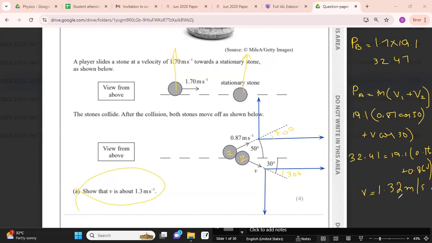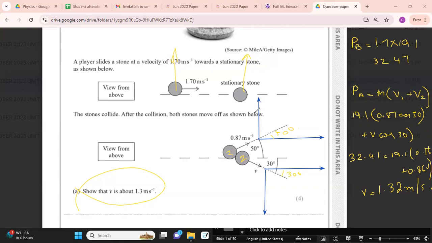And if you're ever asked to find the resultant momentum by yourself, what you'll do is first find the vertical component of momentum after the collision, and the horizontal component of momentum after the collision, and then use Pythagoras theorem and a vector diagram to find the result. That would be the resultant momentum. So this momentum that we're using is just in the horizontal direction. Over here there is 0.87 times 19.1, which would be the resultant momentum.